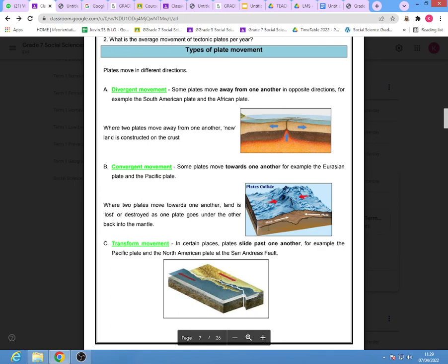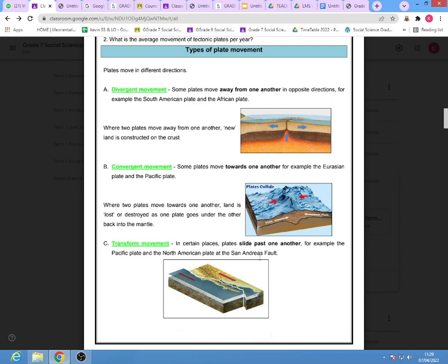The other type of movement is convergent movement. This is when two different types of plates move towards one another. Because of that movement, there is destruction of land. One plate sinks into the mantle, and the other one goes on top of it.